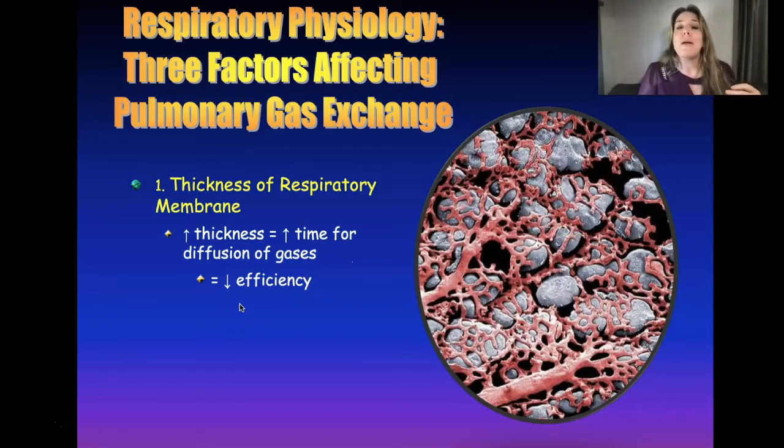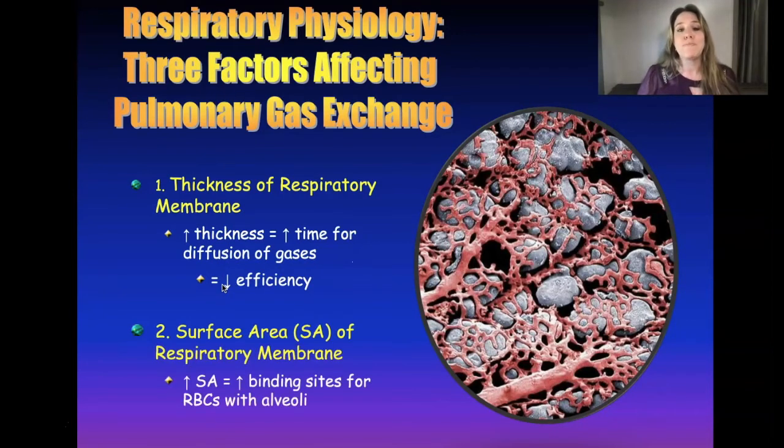And when that happens, you've increased the distance that gases like oxygen and carbon dioxide have to travel to get where they need to go. So that extra time it's going to take for those gases to diffuse because of that inflamed membrane is going to decrease the efficiency of getting oxygen and carbon dioxide where they need to go. So it decreases the efficiency of pulmonary gas exchange.